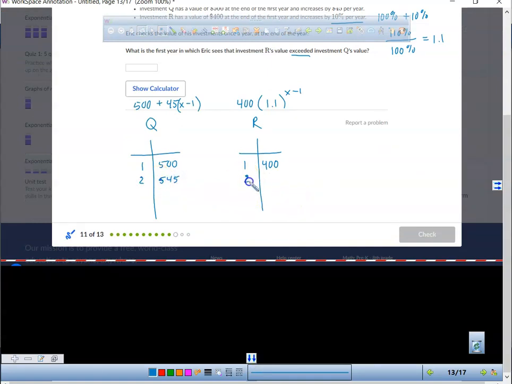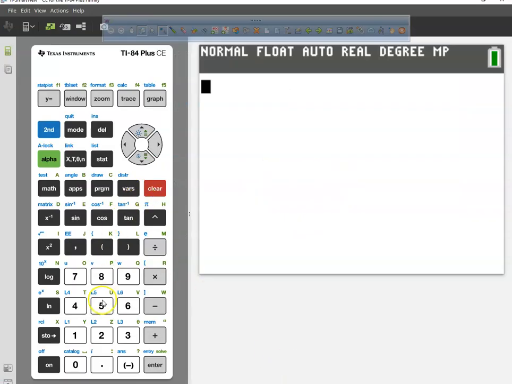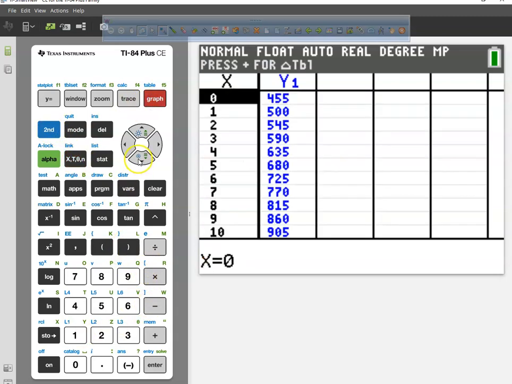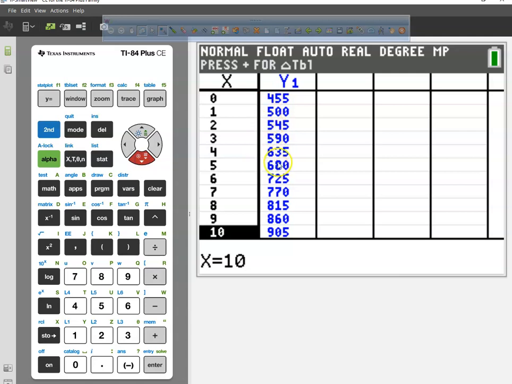Okay. So I'm going to go to my calculator real quick. All right, I'm just going to go ahead and do 500. I'm going to make my function here. 500 plus 45 parentheses x minus 1. Check my table. My first year is 500, second year. So there's my table right there, all my numbers going up by 45.